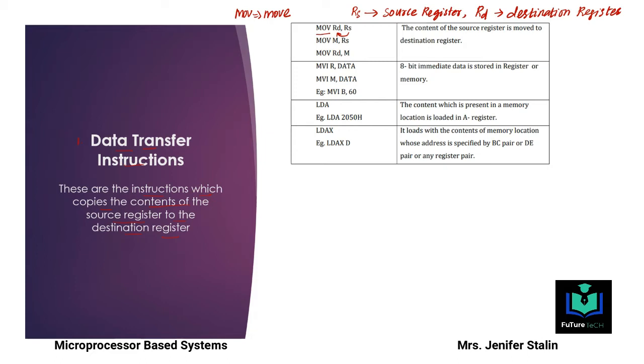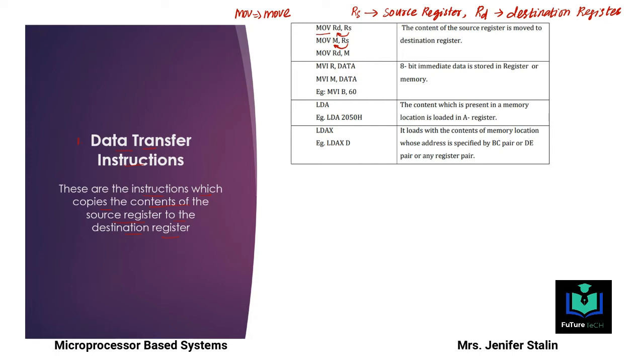Similarly, the next instruction is MOV M, RS. The content present in the source register is moved to the memory pointer, that is M. M indicates the HL register. The data present in the source register is moved to the memory location pointed to by the HL pair at the end of the MOV M, RS instruction.